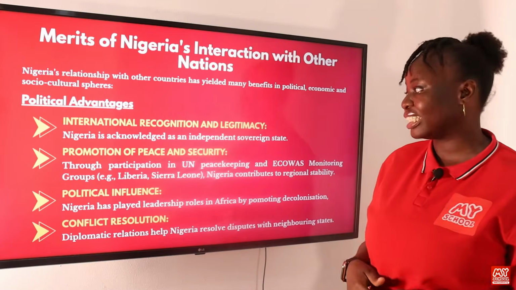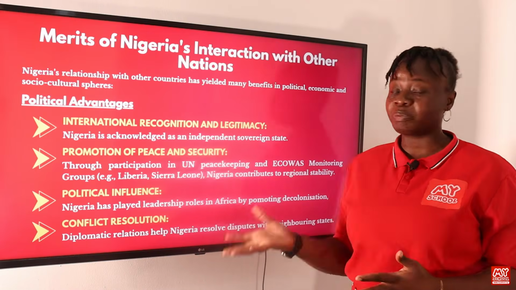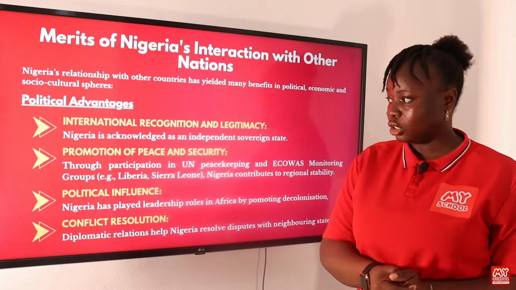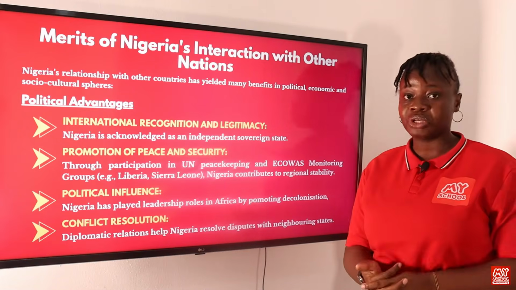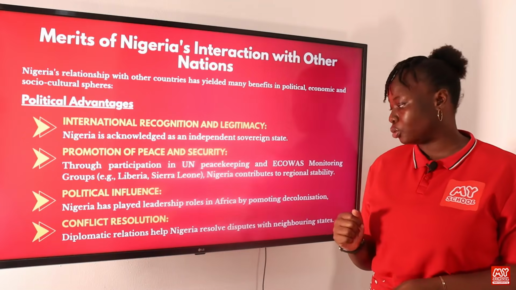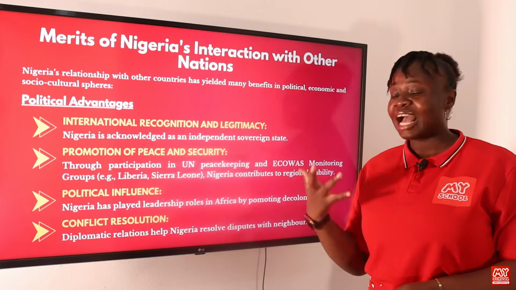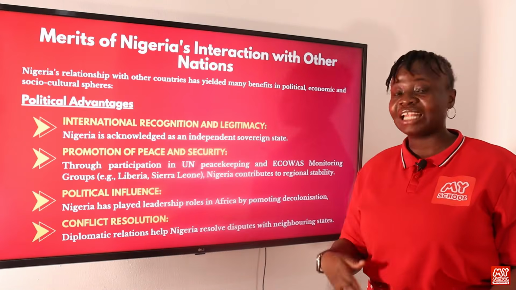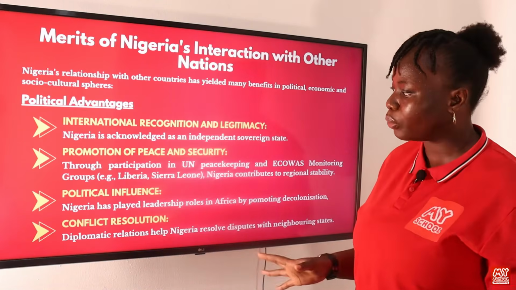So Nigeria is acknowledged as an independent sovereign state because of that relationship that Nigeria has cultivated with other independent nations of the world. Then there is also the promotion of peace and security. So through participation in the United Nations peacekeeping and ECOWAS monitoring groups, that's ECOMOG, in Liberia and Sierra Leone, Nigeria contributes to regional stability. So you can see that Nigeria continues to ensure that there is peace and security all over the world. This is one of the major objectives of the United Nations, and Nigeria continues to ensure that it contributes to peace and security all around the world.